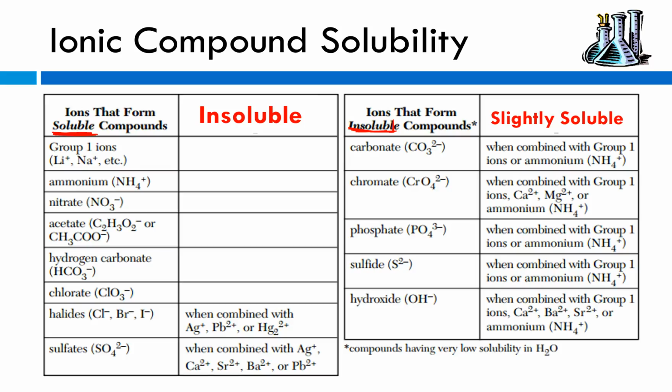So for example, carbonates tend to be insoluble. However, if they're combined with a group 1 ion, so something like lithium, sodium, potassium, etc., or ammonium, NH4+, we'll get a compound that is slightly soluble. In other words, relatively speaking, a small amount of that solid would dissolve in water. Let's try this out. Let's do a couple of practice problems.